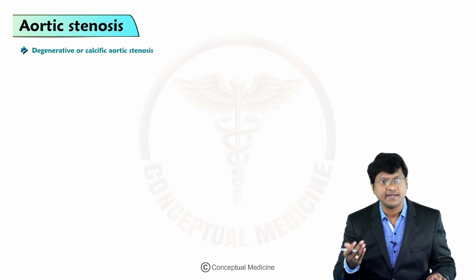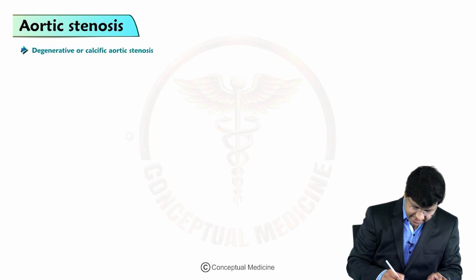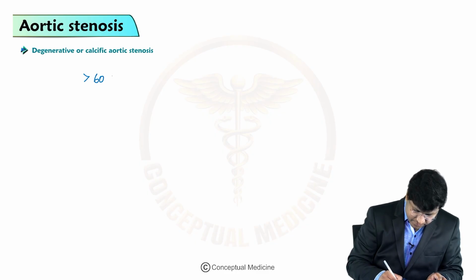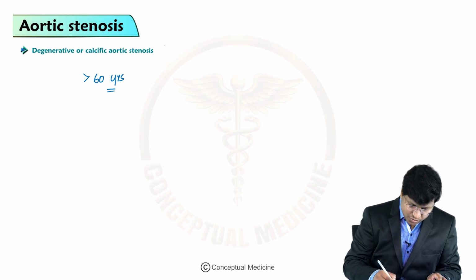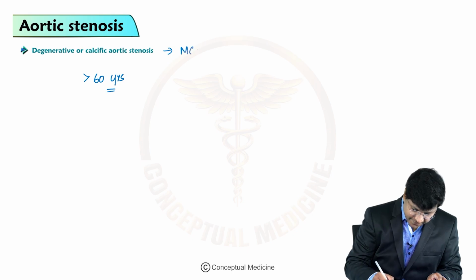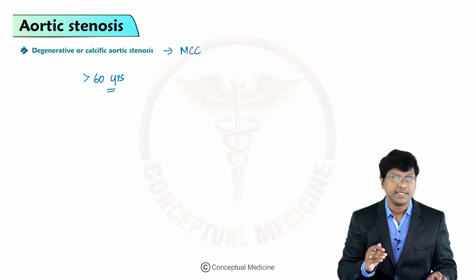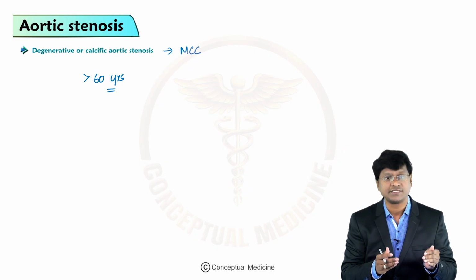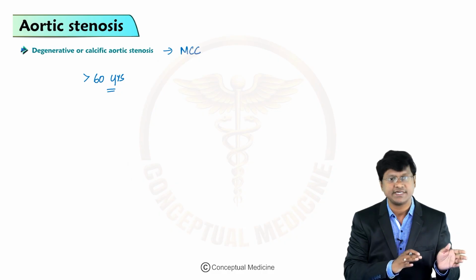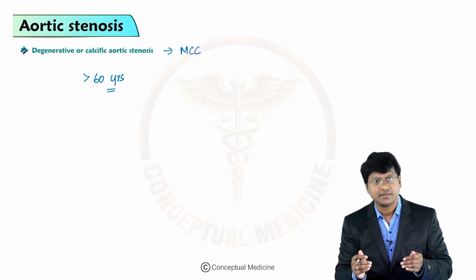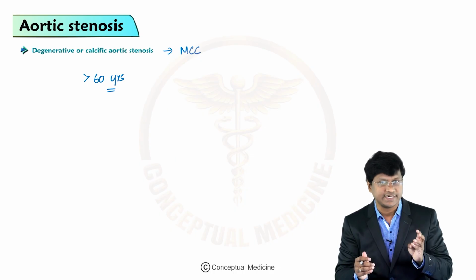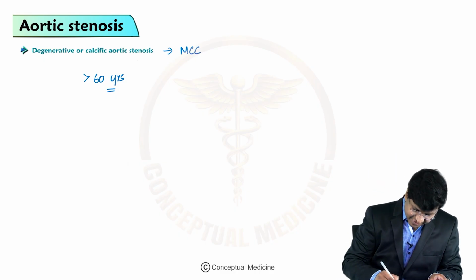Whereas you take elderly individuals, right? In individuals more than 60 years, the most common cause for aortic stenosis will be degenerative or calcific aortic stenosis. In young individuals, adolescents, or individuals less than 60 years, it is congenital aortic stenosis. But the most common pathological process, degenerative or calcific aortic stenosis, is thought to be related to calcium deposition. So what exactly happens here in calcific aortic stenosis?